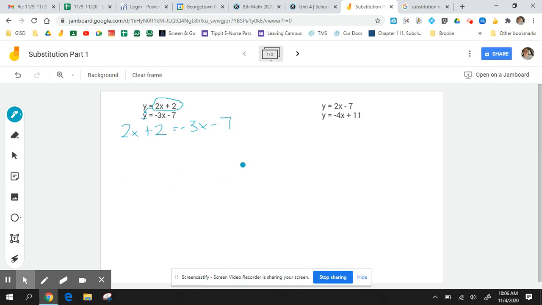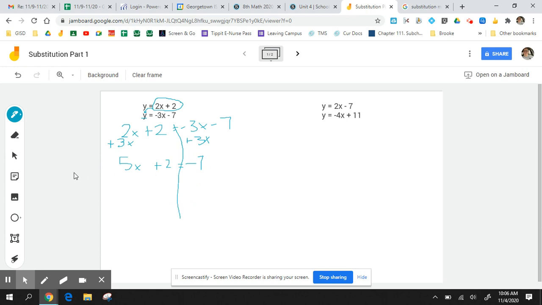It looks like a variable on both sides, or what Mr. Joel and I sometimes call a three-step equation. So we're going to solve just like we used to do a few weeks ago, maybe a month and a half or so, when we solved equations. So the smaller variable, I'm going to move first by doing the opposite. So I'm going to add 3x to both sides. You get 5x plus 2 equals negative 7.